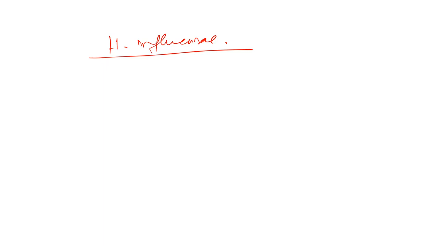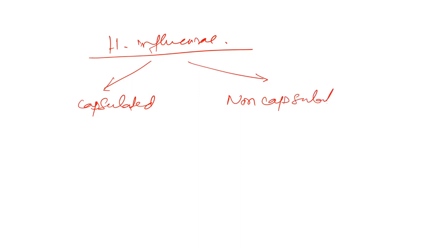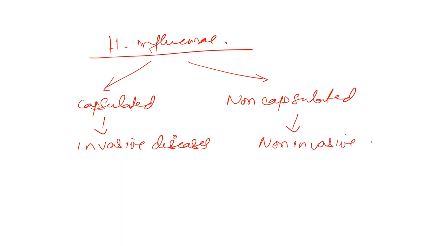Now we will hear something about Haemophilus influenzae. Haemophilus influenzae is of two types. One is capsulated and the other is non-capsulated. What does capsulated cause? Capsulated causes invasive diseases and non-capsulated causes non-invasive diseases. N for N. You have to remember: capsulated, invasive; non-capsulated, non-invasive diseases.